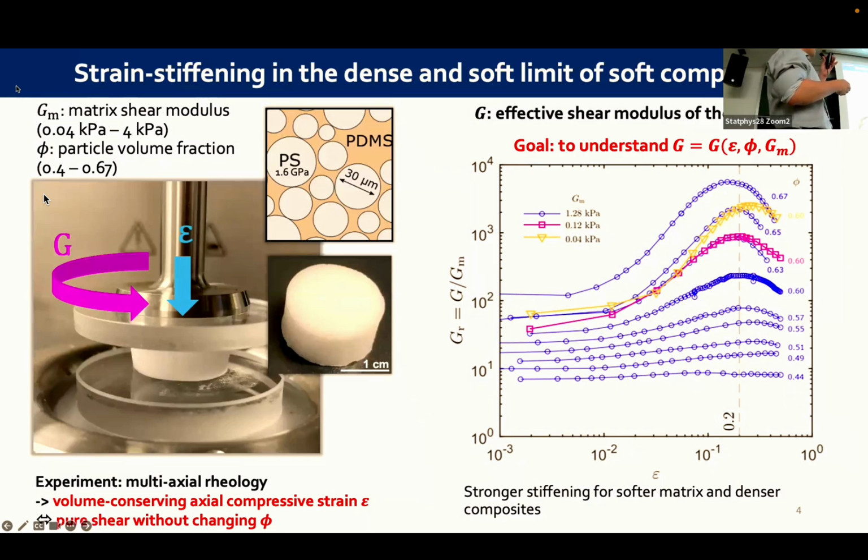Our specific aim for this experiment is to understand how the interplay between the applied strain, the volume fraction of particles, and the shear modulus of the matrix together determines the overall composite shear modulus. These are some typical measurements from our experiments, describing how the relative modulus of the system changes with axial strain. We see that before 0.2 axial strain, there is a stiffening regime for all the samples. Above 0.2 strain, we saw permanent deformation of the system, and we are not super interested in that regime. In the stiffening regime, the materials with softer matrix and denser composites have stronger stiffening, which one might expect, I think.